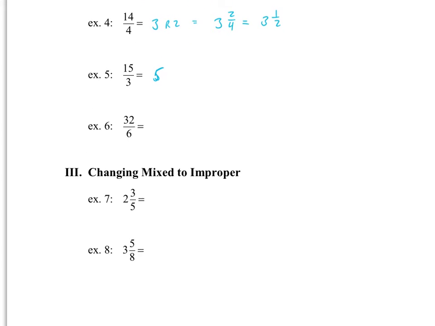6 into 32. 5 times, with how many left over? 2. So we just write 5 and 2/6. You don't have to write the middle part. I'm just writing it for note's sake so you know where it's coming from. Can 2/6 be reduced? Yes. What would it be, Ethan? 5 and 1/3. Yeah. So that's from improper fraction to mixed number. Okay? Questions? No. Good.